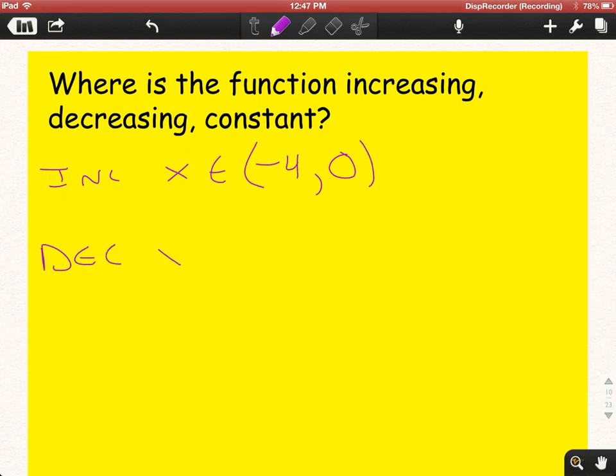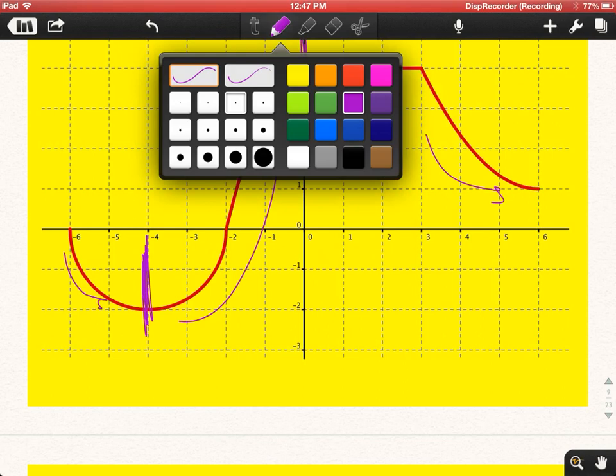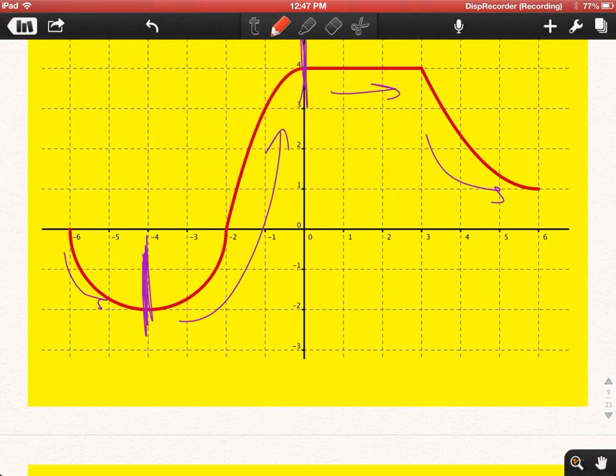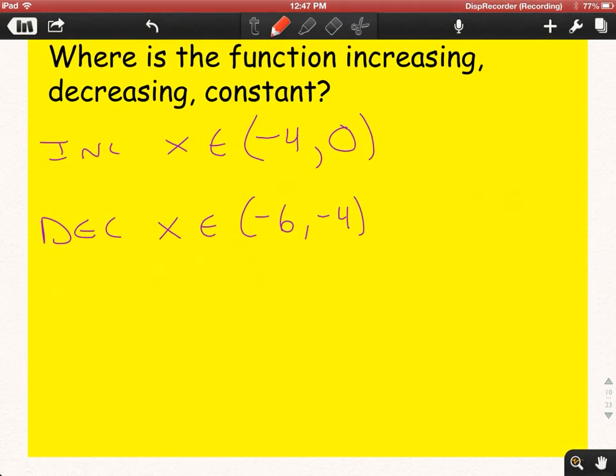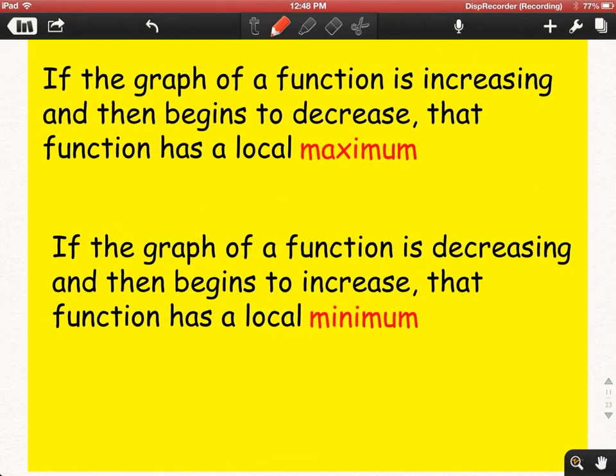So what about decreasing? Now x is going to decrease in two different places. From negative 6 to negative 4, it's going to decrease. And that was our first one right here. From here to here, we're decreasing. And then we're also going to decrease here on the tail end. So that's going to be from 3 to 6. And then there's a constant. The function is constant from 0 to 3. So there's the increasing, decreasing, constant.